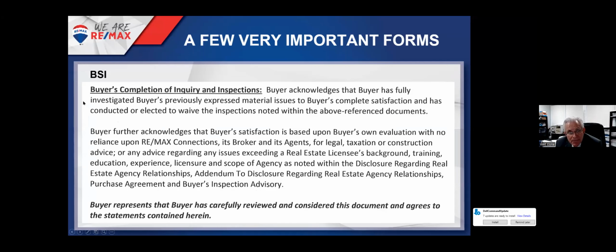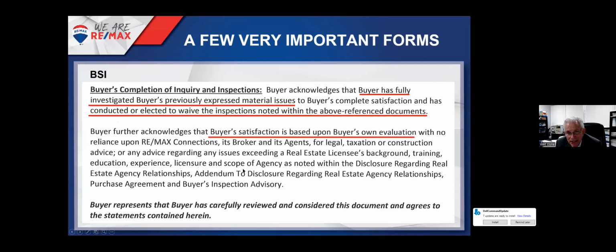So the BSI simply says the buyer has completed their investigation regarding the issues they've raised, and they have fully satisfied themselves, and they either have elected to waive the inspections or have satisfied themselves about it. And the buyer's satisfaction is based upon the buyer's own evaluation, not on anything we assured the buyer not to worry about. The buyer's representative carefully reviewed it and considered everything.